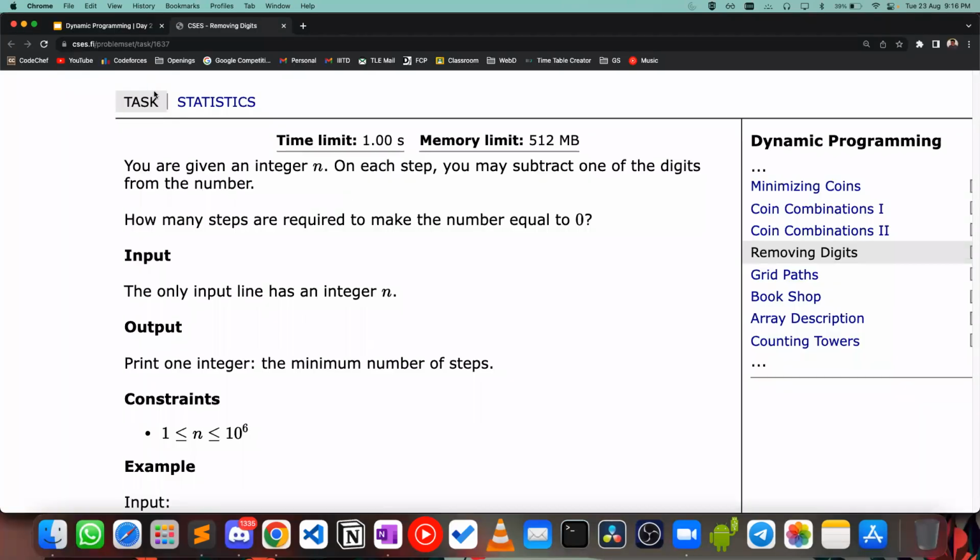Let me just show you the problem so that it makes more sense. Okay, somebody has written dp of I, where it represents the minimum number of steps required for the number I. Perfect, great.